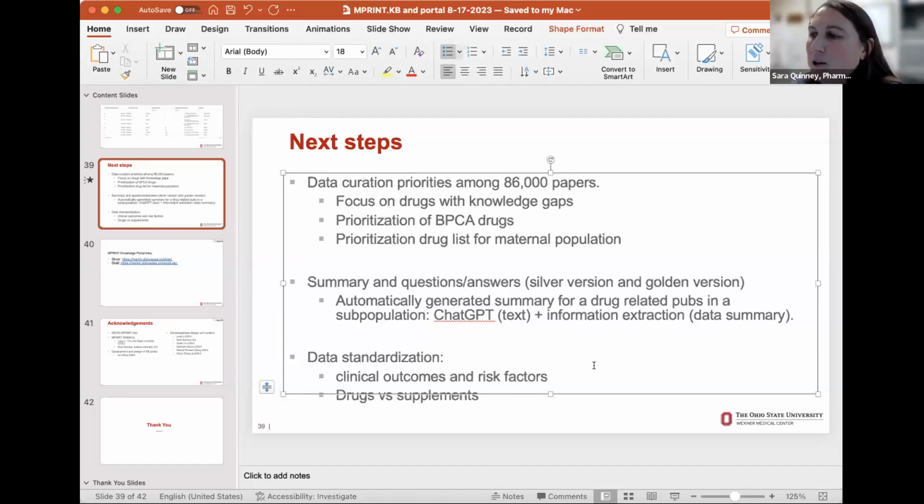And then a second question. So in your analysis of the pediatric data, you only looked at publications since 2019. Have you looked at any before that? Not yet. That's a really good question.